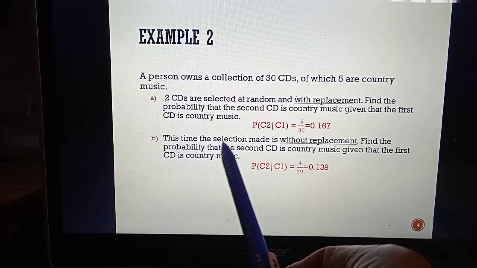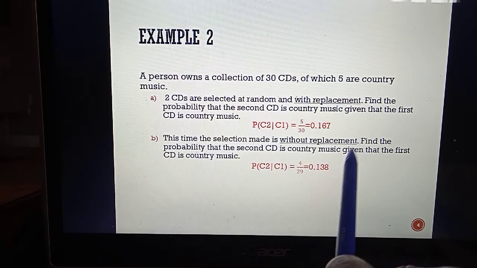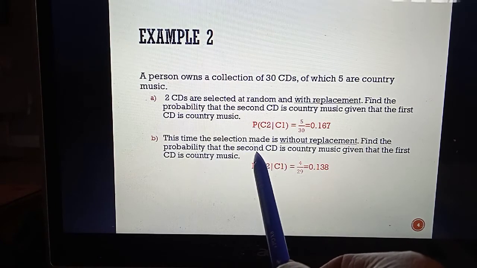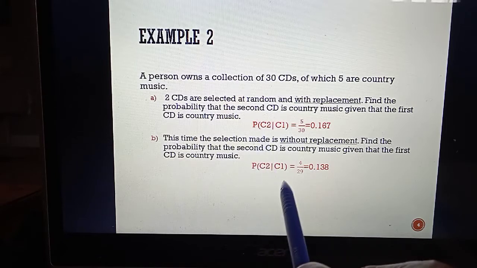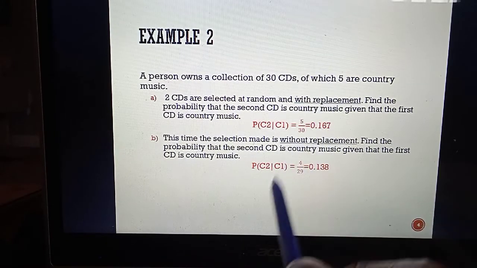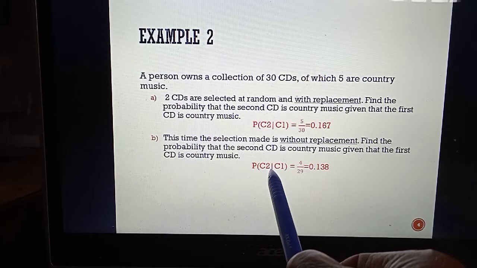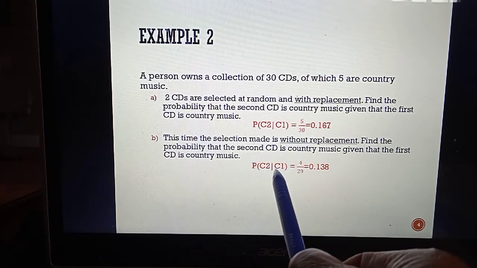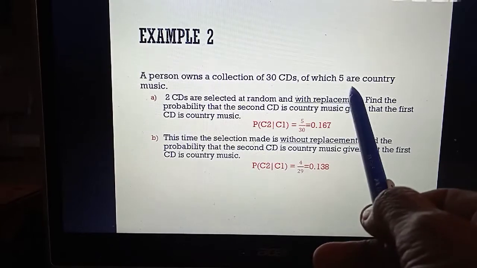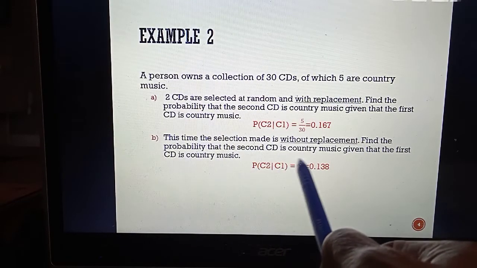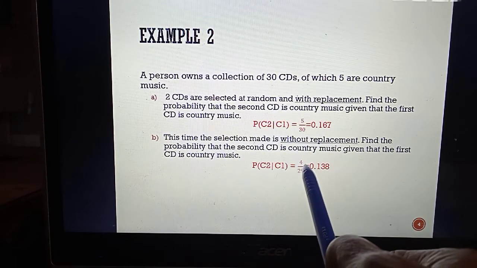Okay, B. This time the selection is made without replacement. Find the probability that the second CD is country music given that the first CD is country music. When the first CD is taken, it is not put back, so what remains must be 29. And the country music CDs remaining after the first choice is country music are 4. So for the second event it will be 4 out of 29, because the first CD has been taken and not put back, so there are 4 options, and out of all the CDs only 29 remain. So the answer is 4/29.